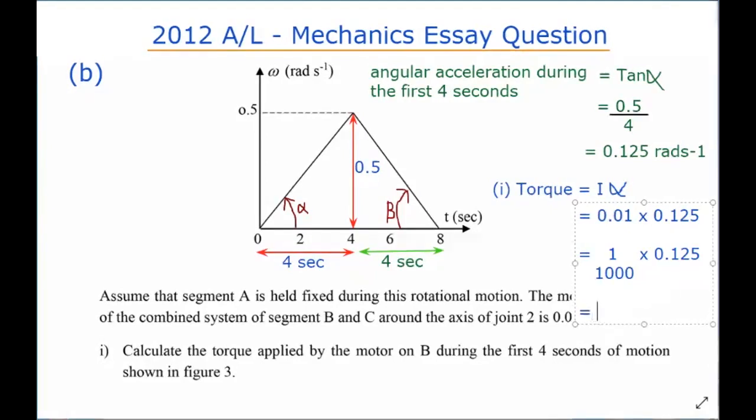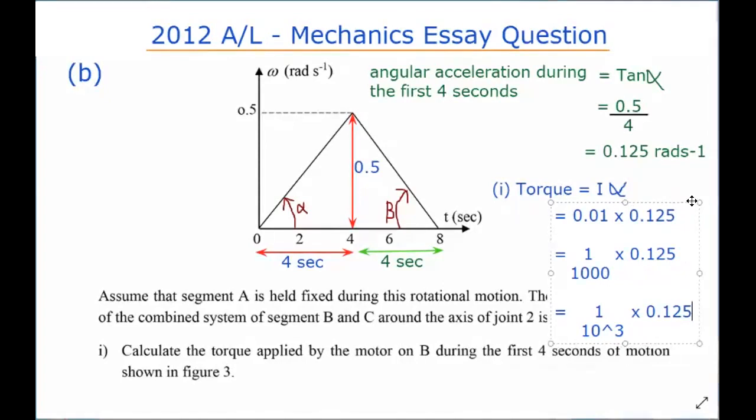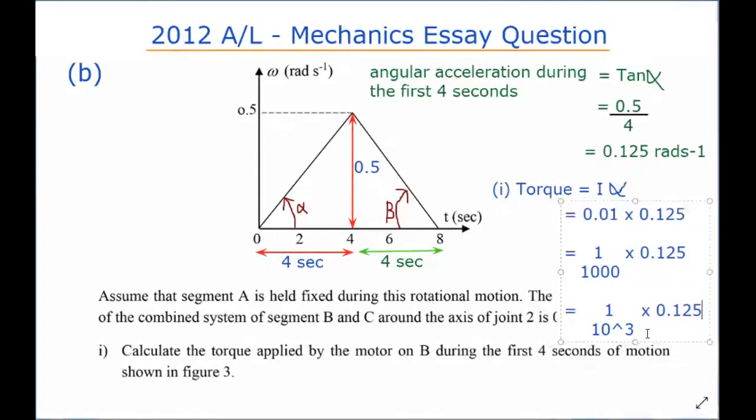Let me help you further. 1 over 1000 can be written as, let me help you with the simplification, 1000 can be written as 10 to the power 3. Am I right there? So 1 over 1000 can be written as 10 to the power 3, multiplied by 0.125. Clear here? So in the next step, let me take this 10 to the power 3 upward. 10 to the power plus 3 comes up as 10 to the power minus 3. Am I right?